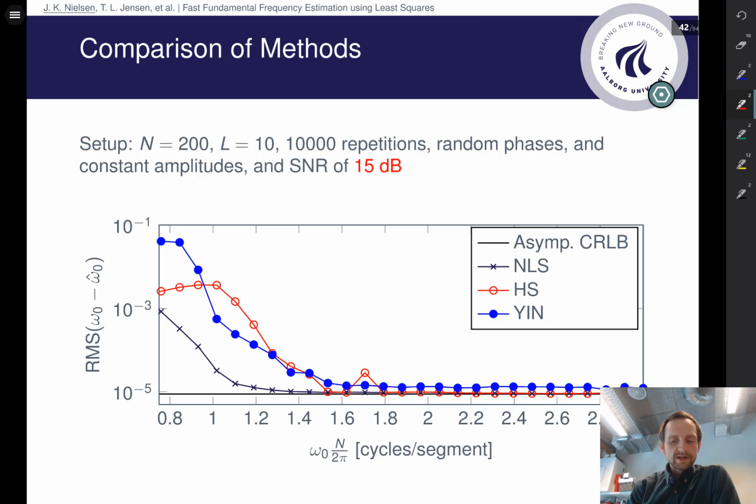And here is a correlation-based method called YIN. I don't know how many people actually use YIN anymore. It's more than 10 years old, but I think it's the most cited fundamental frequency estimator out there, so we have included it here for comparison. You can see that it also doesn't work very well for low fundamental frequency, and there's also a constant gap to the Cramér-Rao bound, so it's actually a suboptimal estimator.